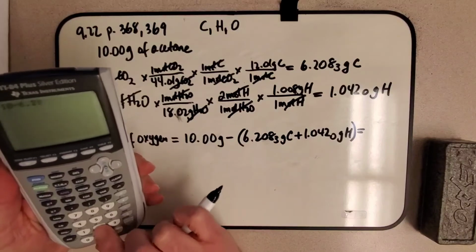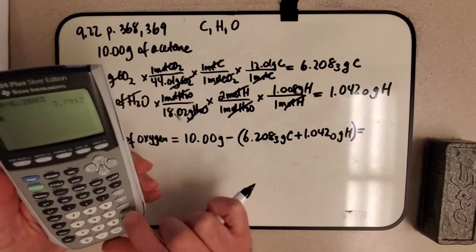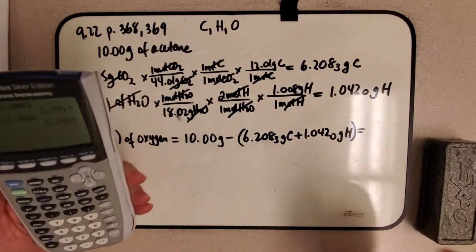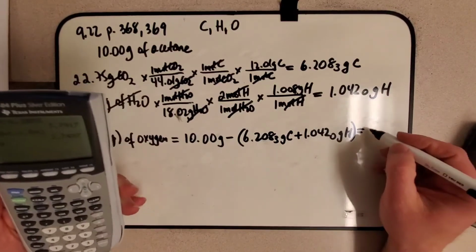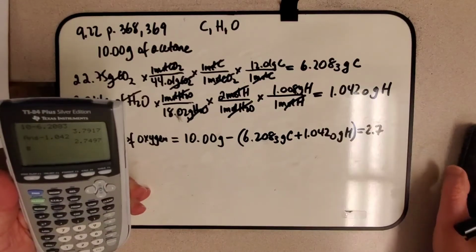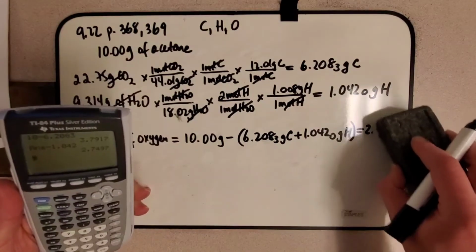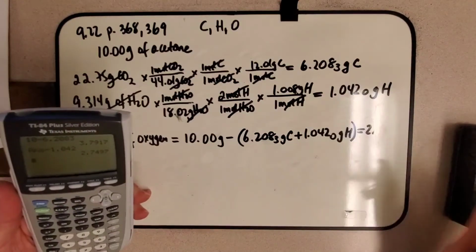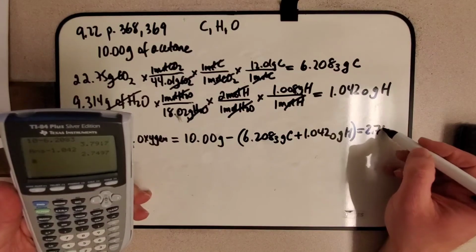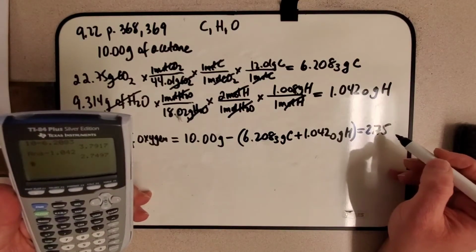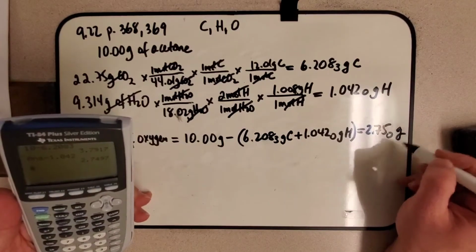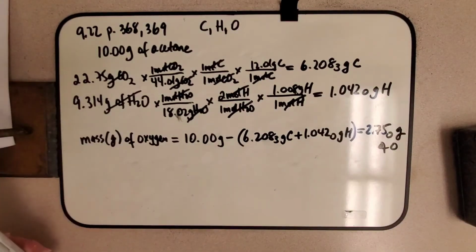All right, so let's do this. 10 minus 6.2083, and then minus 1.042. And so here I got now 2.7. Again, I want to round it off to the hundredths place because of the rule of significant figures. That will be 7.5, and I want to leave a little digit extra because it's an intermediate result. We talked about it before. Little 0 here, and it will be grams of oxygen. Okay, so I'm almost there, guys.